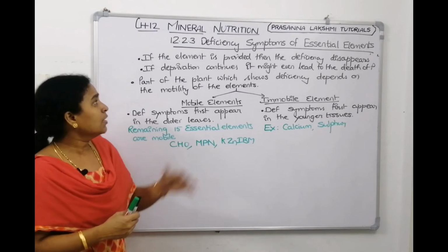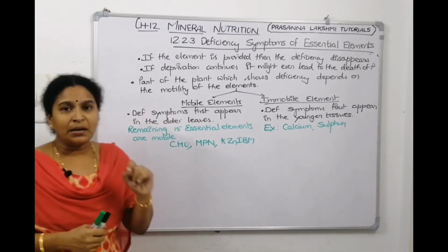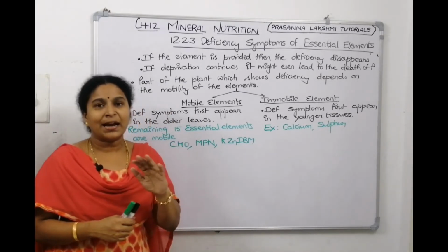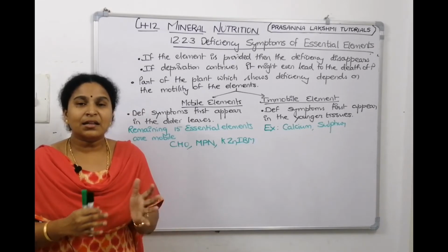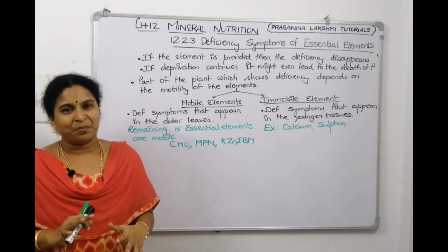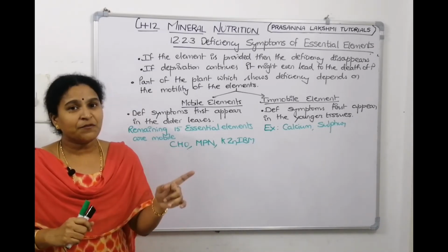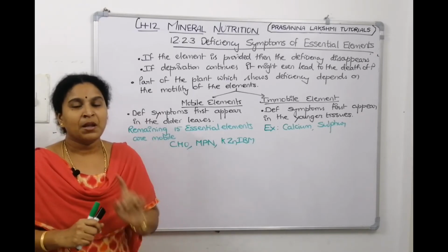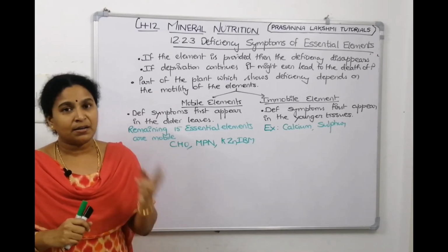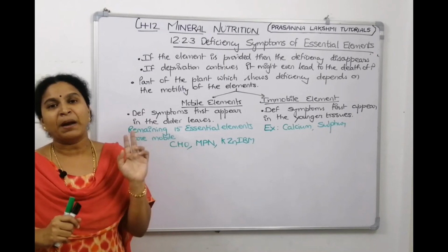What did we discuss here? We were discussing that if you understood that an element is deficient and you provide that element, then the symptom will disappear. But if you understood that the element is deficient and still do not provide it, 1 month, 1 year, it might lead to the death of the plant.